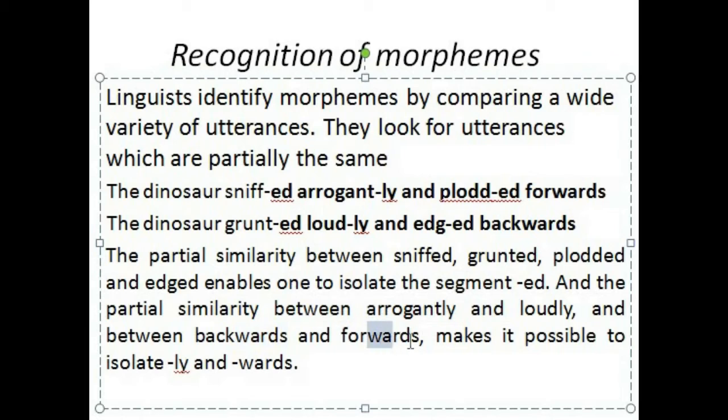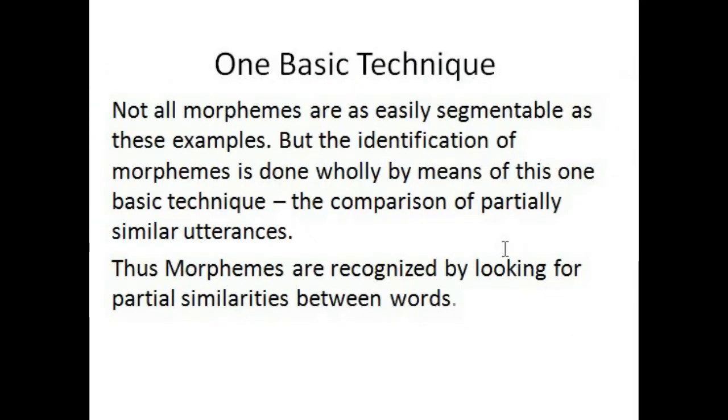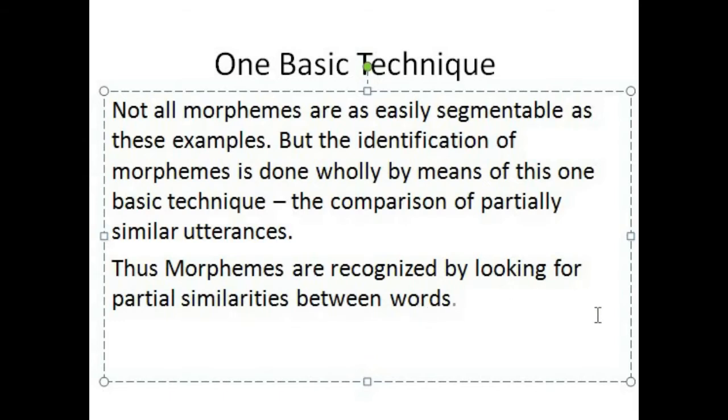We have common or similar parts between these two words, right? We have one basic technique. Not all morphemes are as easily segmentable as these examples, but the identification of morphemes is done wholly by means of this one basic technique, as I said again and again: the comparison of partially similar utterances. Thus, morphemes are recognized by looking for partial similarities between the words, as we have done for these two sentences in the last slide.